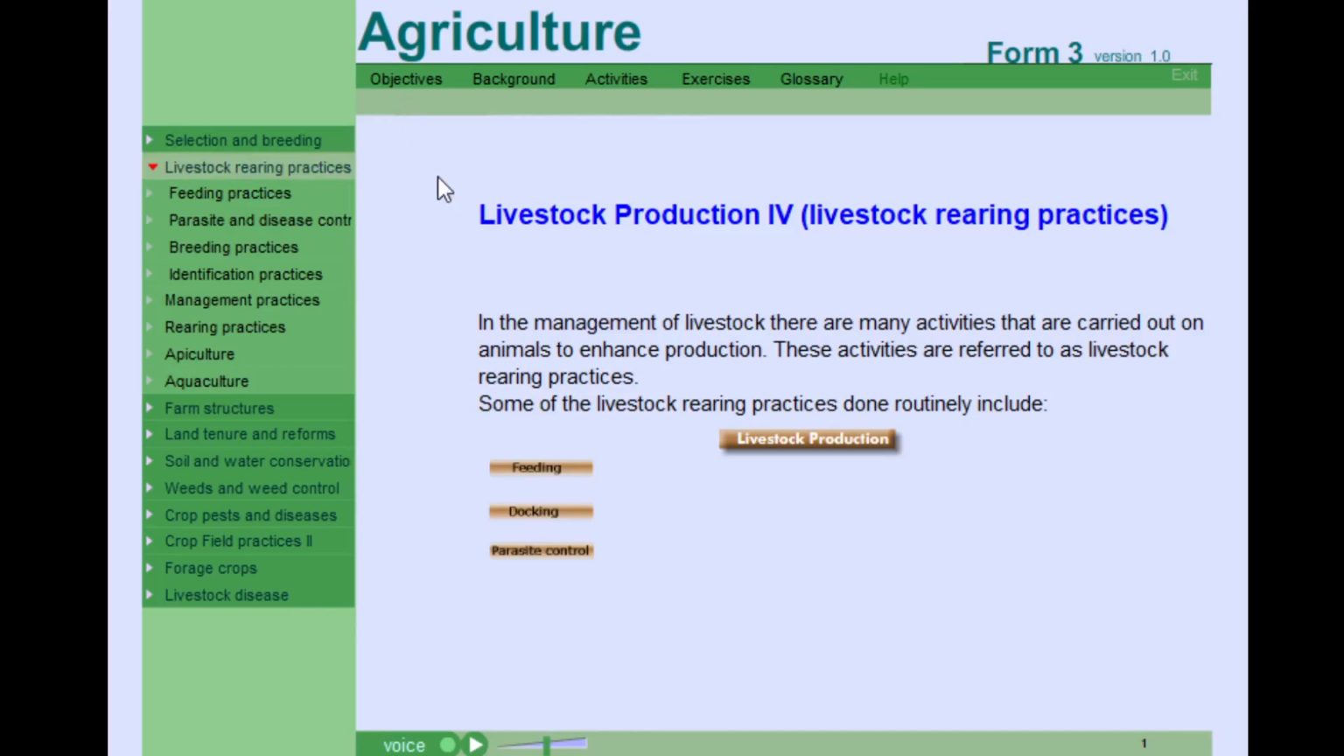Livestock Production 4. Livestock Rearing Practices.